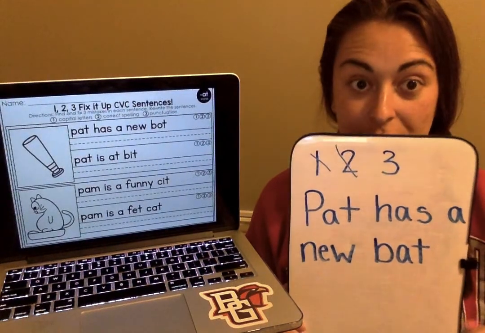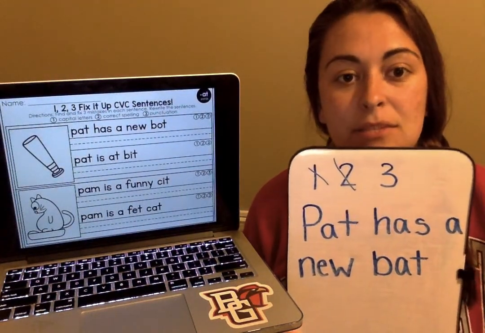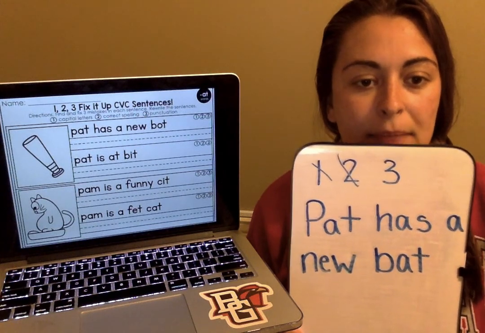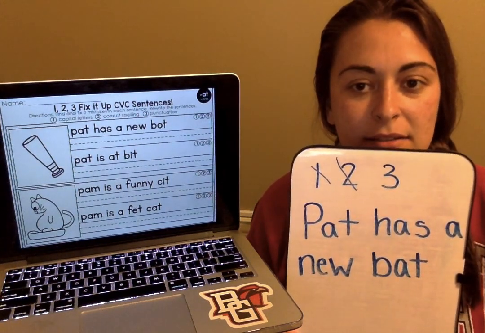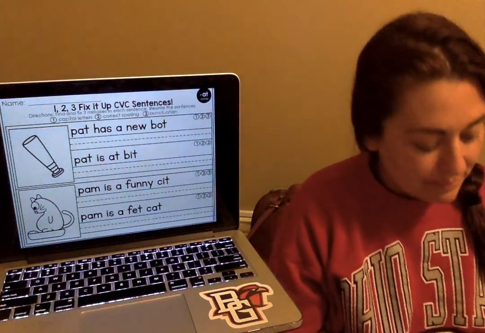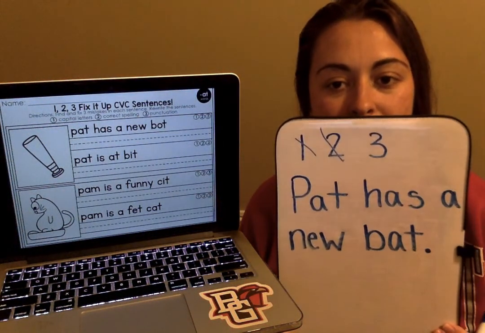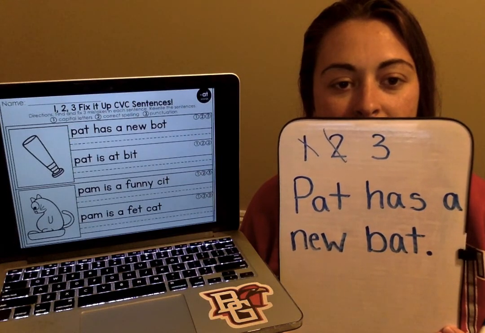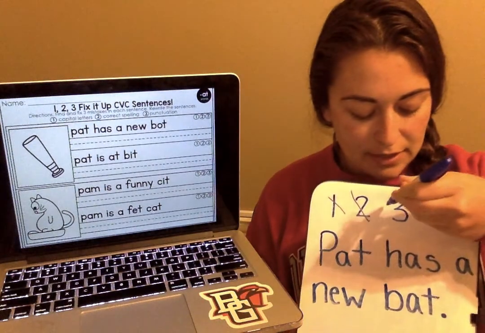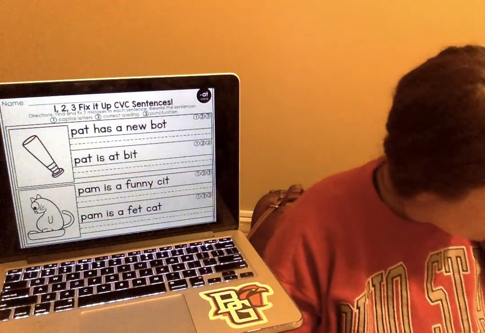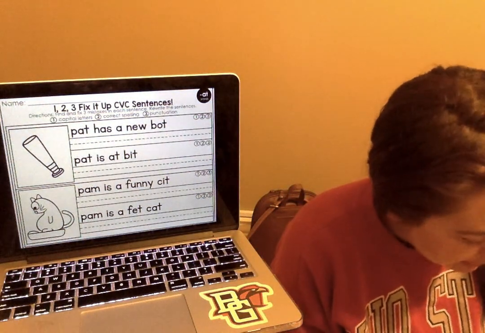And our last thing to do, that number 3, is punctuation. So what do we need at the end of this sentence? Pat has a new bat. Awesome, a period. So let's add our period below. Great job. And we'll cross off that number 3. Okay, let's try the next sentence together.